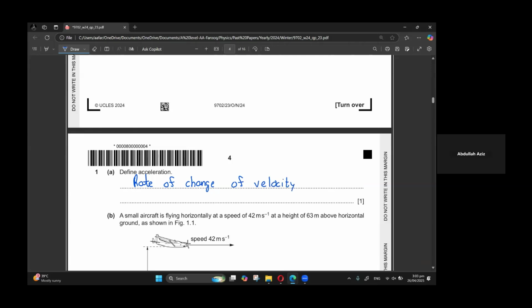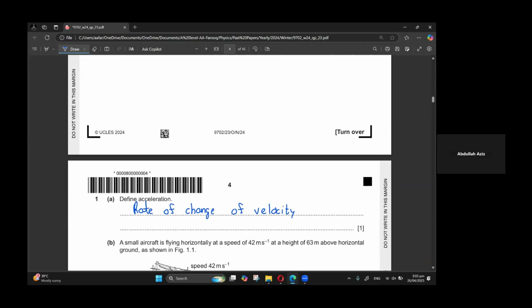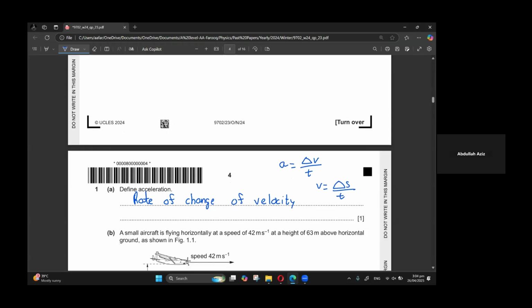If you do not remember the definition, you can just take it out from the formula of acceleration, which is acceleration is equal to change in velocity over time. Basically, if anything is divided by time with a change, like velocity, whose formula is change in displacement over time, it's called the rate of change. Like in maths, we do dy over dt, the rate of change of y.